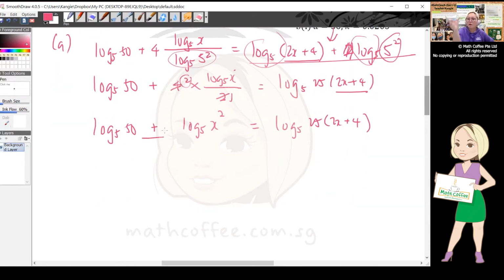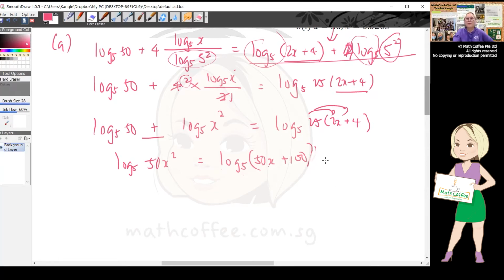Again, this is plus, combine into a single logarithm. So it becomes log 5 of 50x squared equals to log 5 of 50x plus 100. And please make sure that you put the bracket. Because if you don't put the bracket, you are trying to tell me you do log 5 50x, after that then you plus 100, which is not correct. You are supposed to log 5 the whole thing. So the bracket is very important.